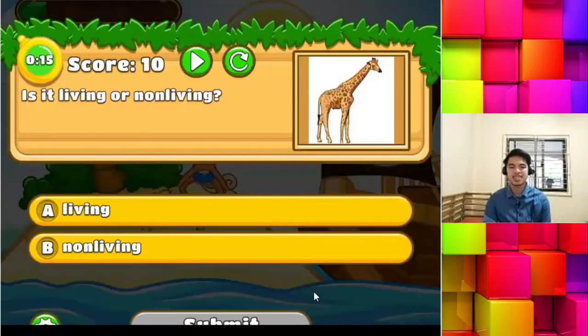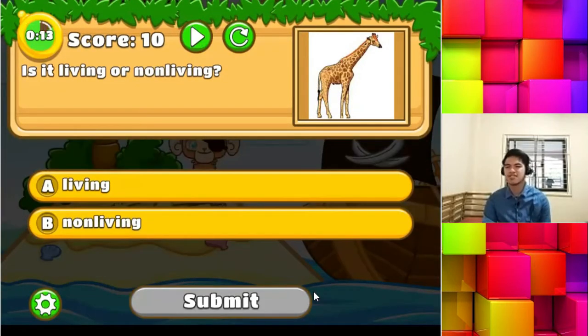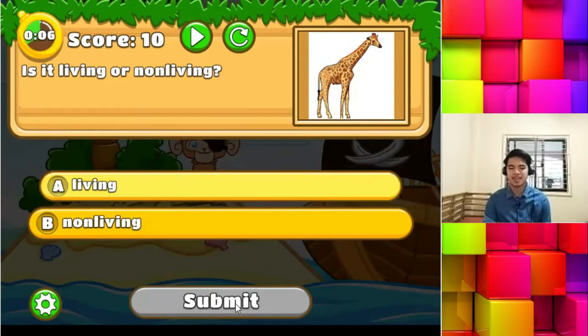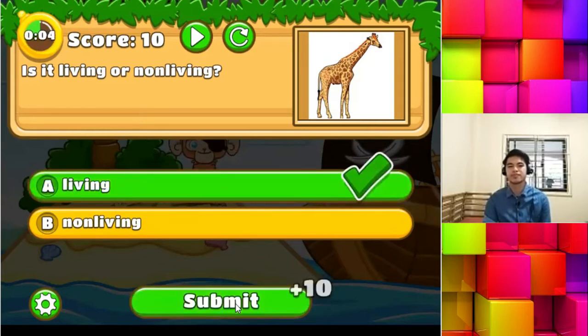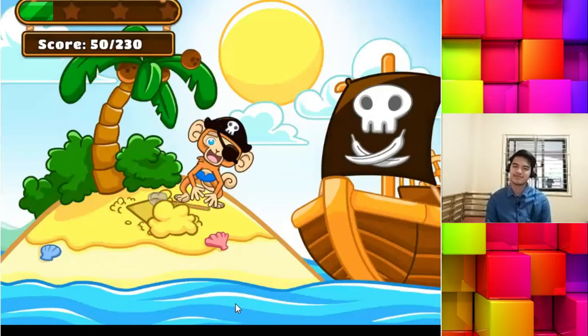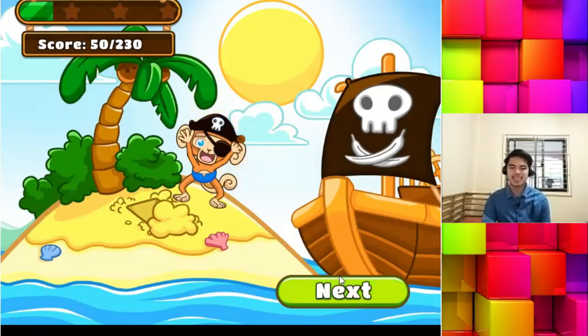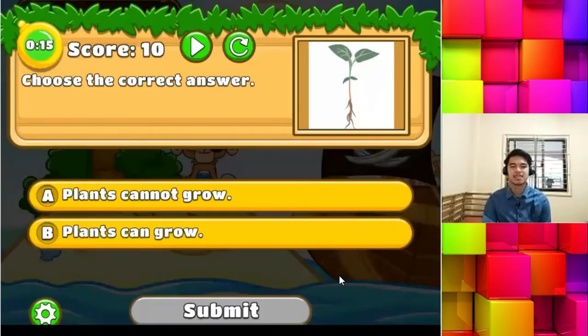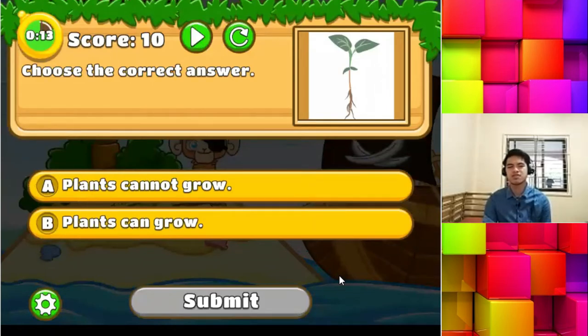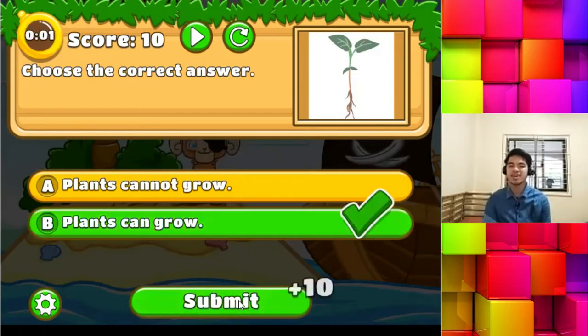Next one. Choose the correct answer. Is this a giraffe? Do you think it's a living thing or a non-living thing? All right, this is a living thing. Next. Choose the correct answer. What is the correct answer? A. Plants cannot grow. B. Plants can grow. What do you think? Correct. Plants can grow and become bigger.